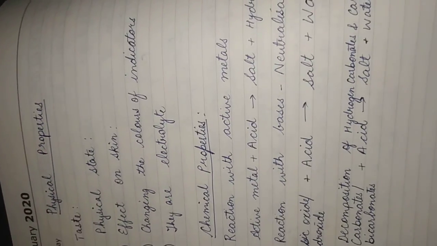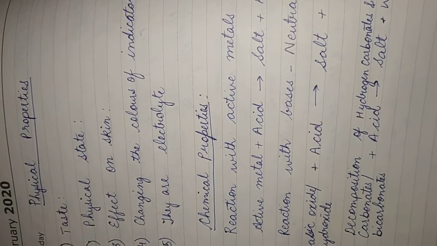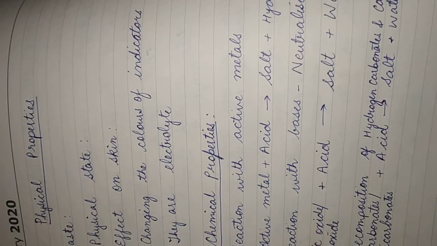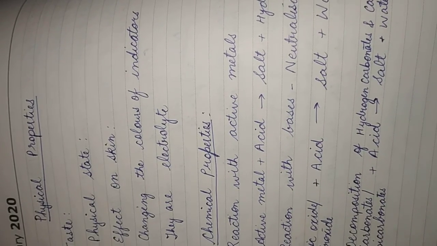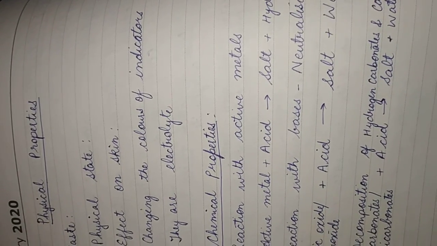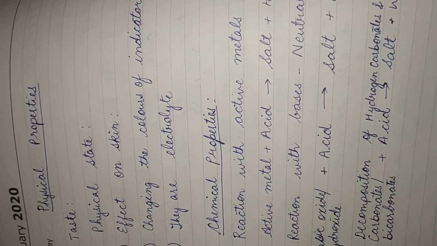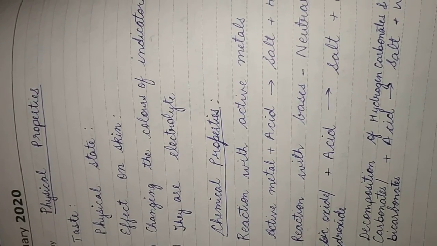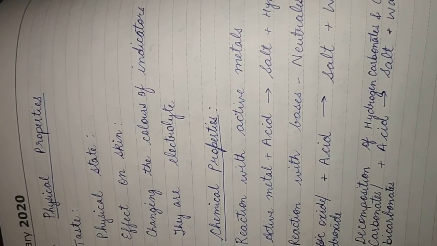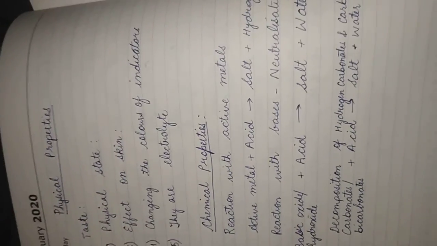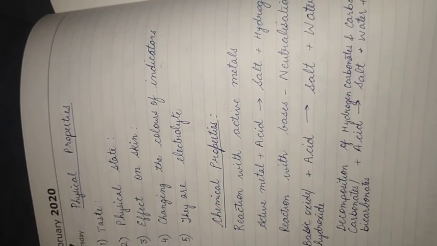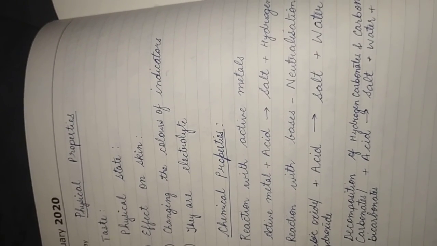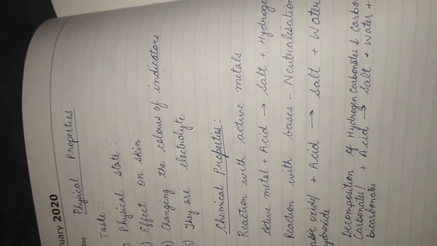Now the next property is the neutralization reaction, which we have already studied in class 9, that acid reacts with base to form salt and water as the only products. So now what is happening: basic oxide or basic hydroxide reacts with acid to form salt and water. Now the third chemical property is decomposition of hydrogen carbonates and carbonates. Carbonates or bicarbonates react with acid to form salt, water and carbon dioxide. Gas is liberated.